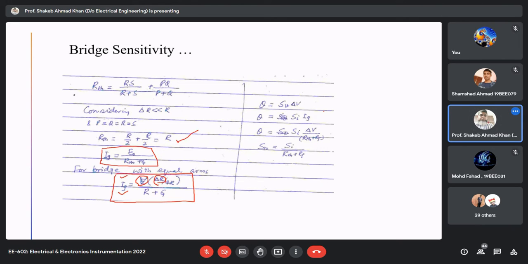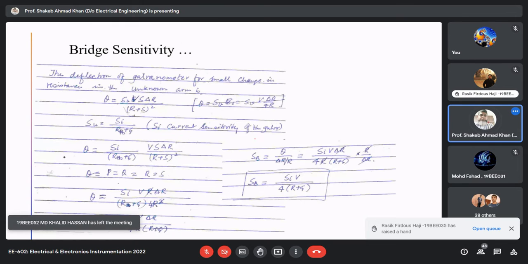Now we can write Ig is equal to delta V, or E naught, because we are comparing with the voltage sensitive bridge. So E naught is equal to delta V upon R Thevenin plus G. So if we compare this expression with this expression, then we'll find that SV is equal to SI upon R Thevenin plus G. So this equivalence we have drawn, and we'll use this equivalence here.